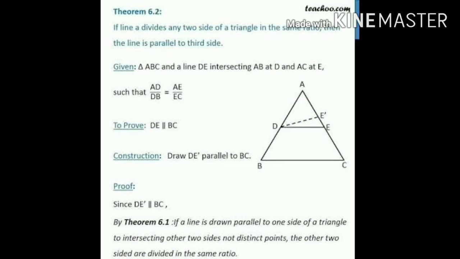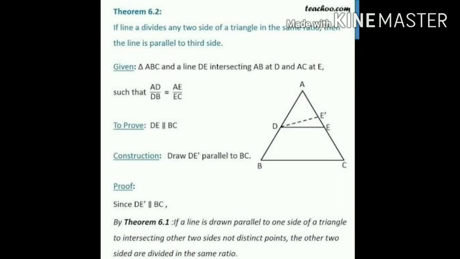The converse of the basic proportionality theorem states that if a line divides any two sides of a triangle in the same ratio, then the line is said to be parallel to the third side. You need to write this statement, read and practice it. Proof is not required for this.